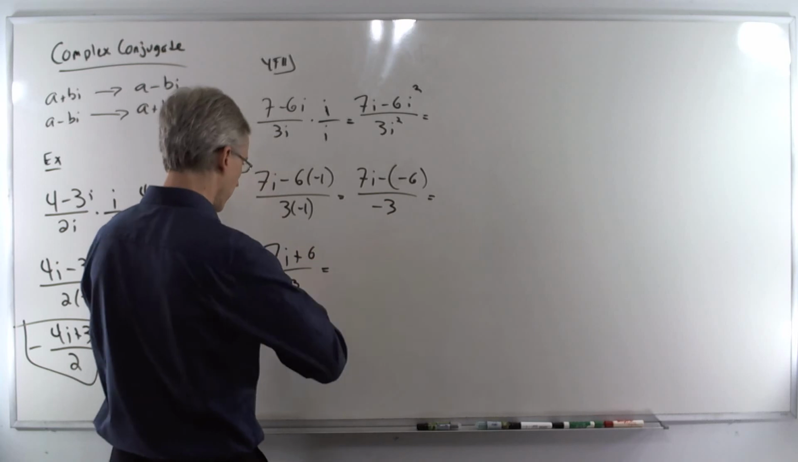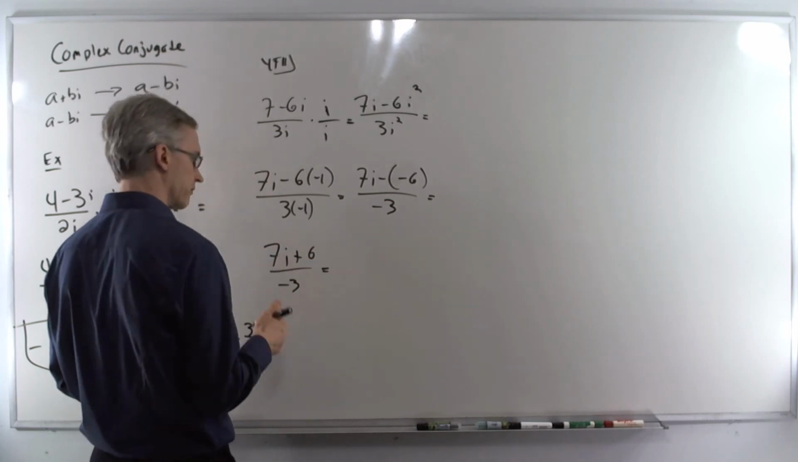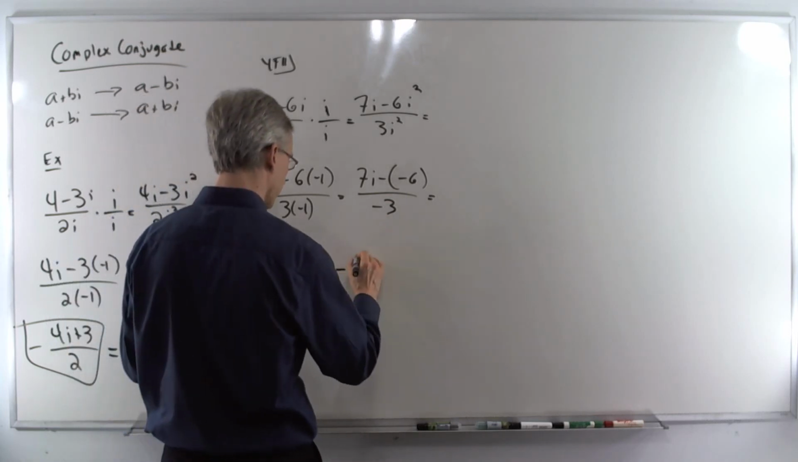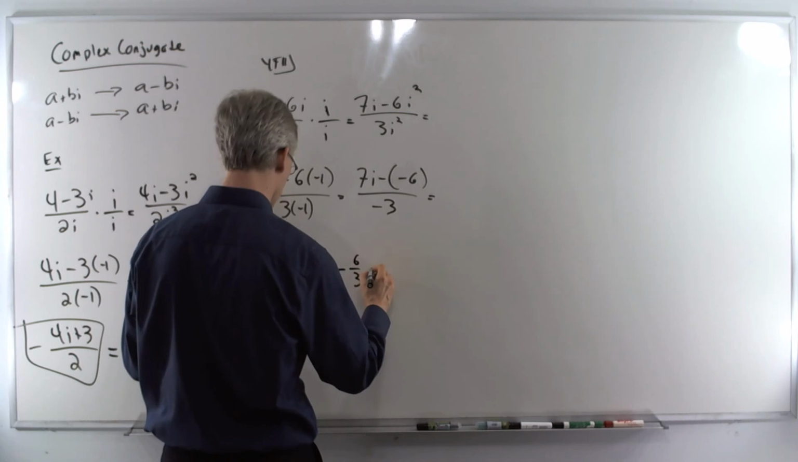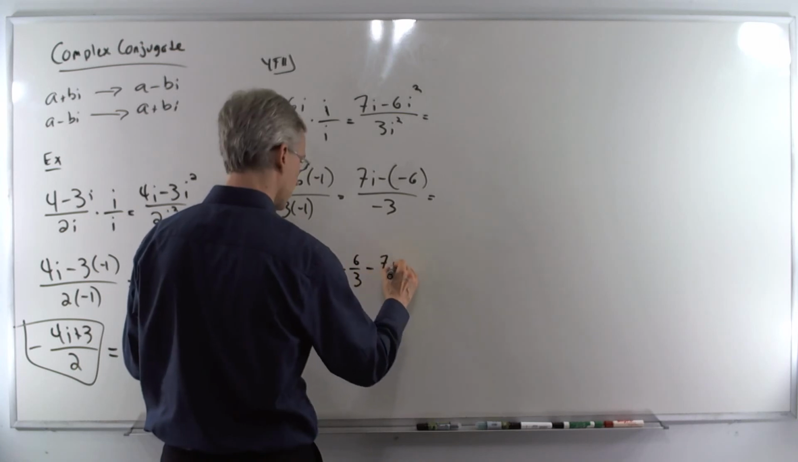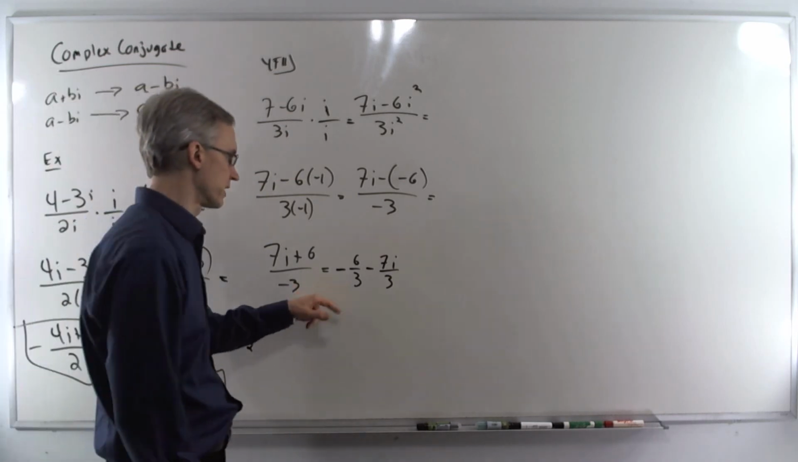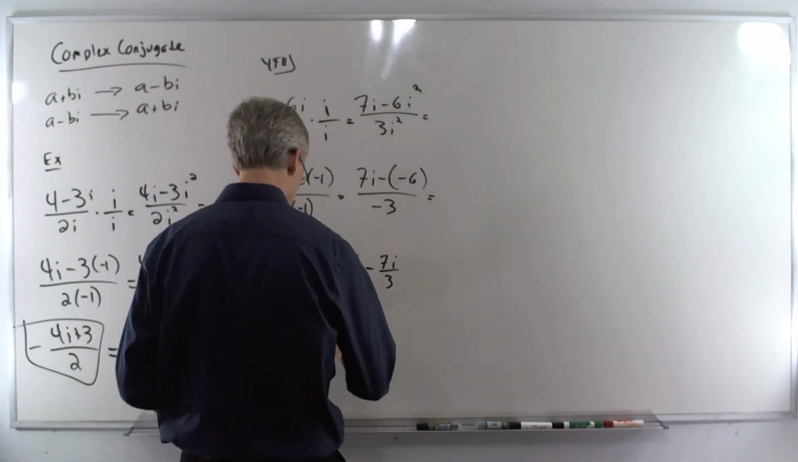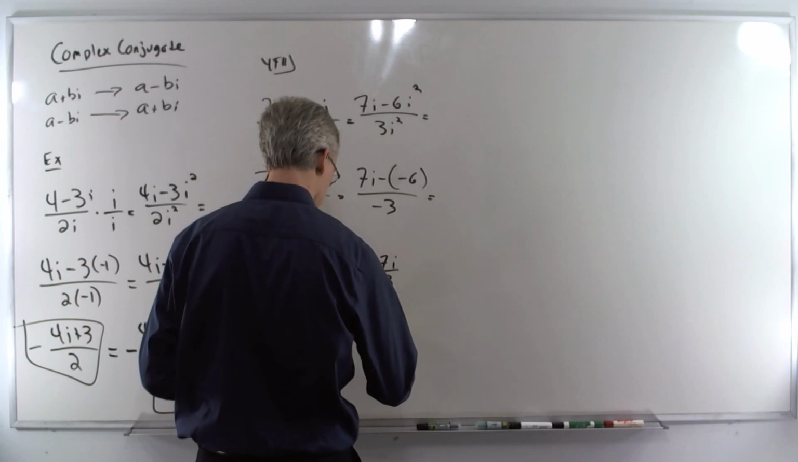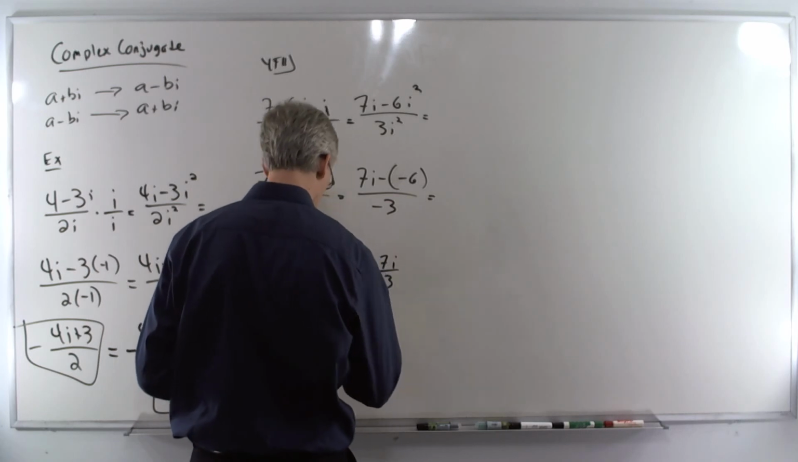So I'm going to switch these around. Since we're adding here, we can just flip them. So that'll be negative 6/3 minus 7i over 3. This becomes negative 2. So that gives us negative 2 minus 7i over 3.